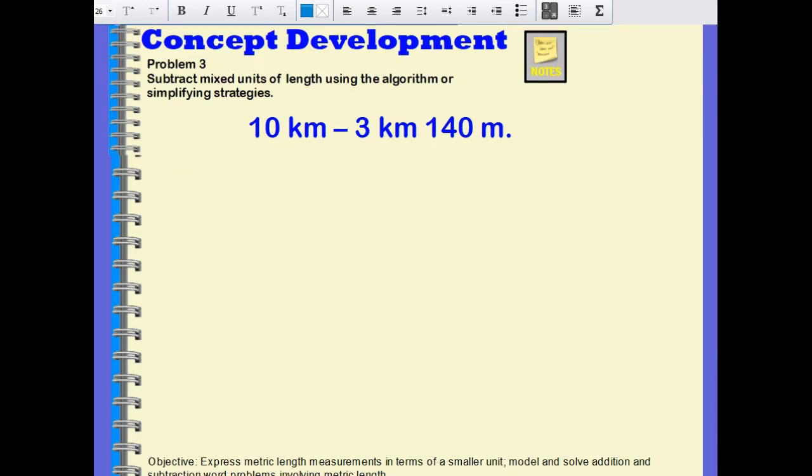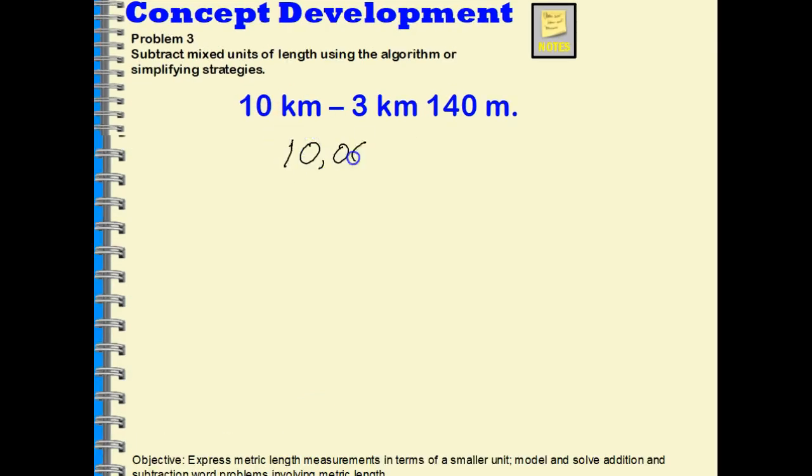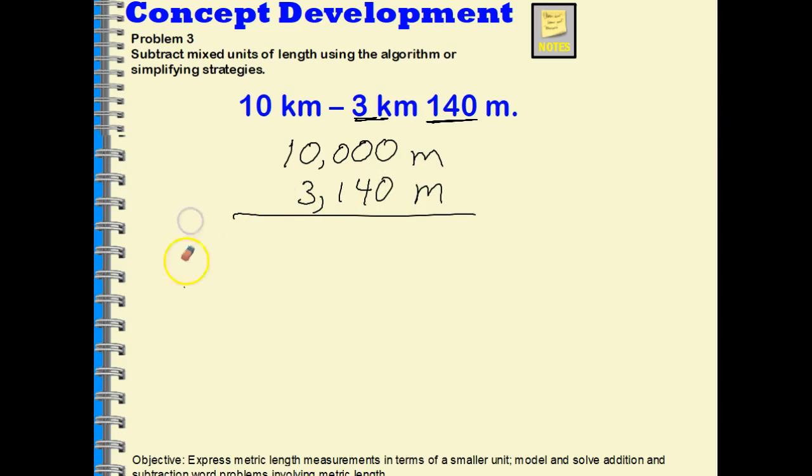Alright, and then we do the same thing when we subtract. So 10 kilometers equals 10,000 meters, and we're going to subtract 3,140 meters. So we have 0. Here we have to borrow. So we borrow here. 9, 9. 10 minus 4 is 6. 9 minus 1 is 8. 9 minus 3 is 6. 6,860 meters.